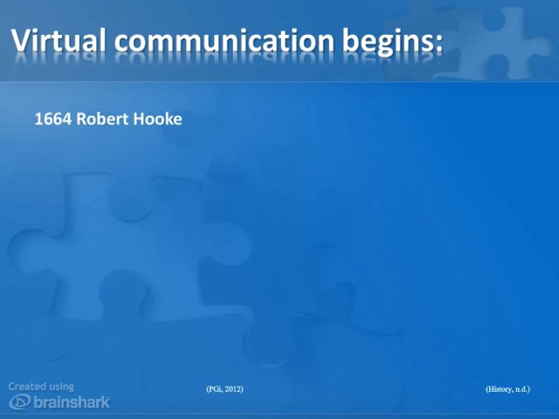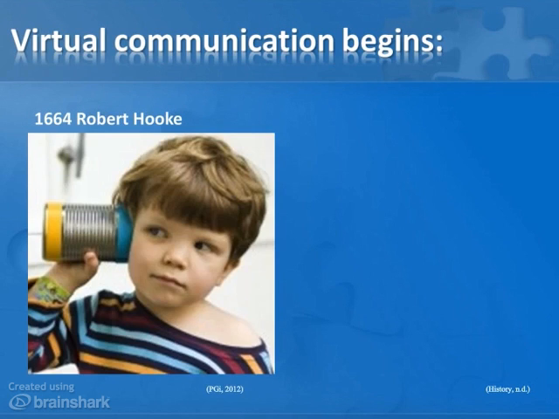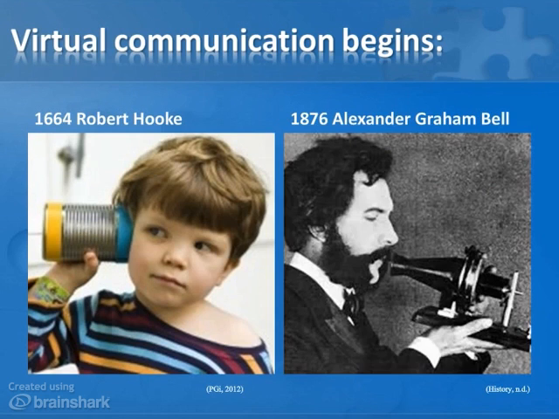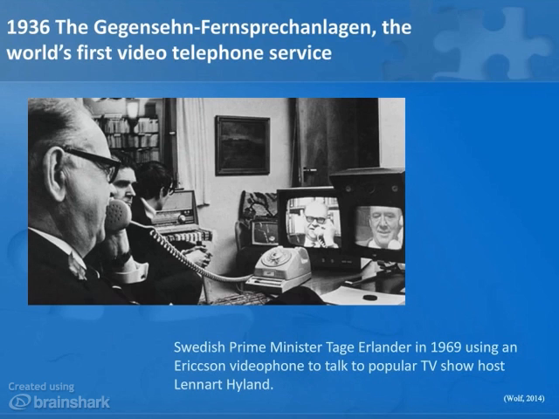It was 1664 when Robert Hooke invented the first tin can telephone. Sound traveled along a wire between two amplifiers. Modern communications began when Alexander Graham Bell, the Scottish-born American scientist, invented the telephone in 1876. The next essential advance was closed-circuit video communication. Two systems connected to one another in a closed circuit could technically allow two people to communicate. The world's first video telephone service was created in Germany by George Schubert in 1936.